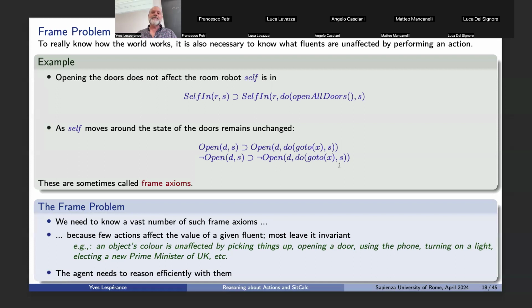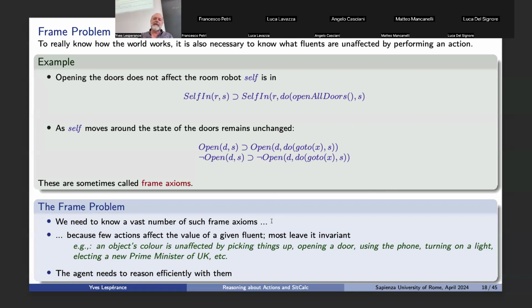The effect axiom sort of says, well, I'm in room A before, and after I go to B, I'm in room B, and I'm no longer in room A. But here you have the same thing on both sides. So you have open D in S and open D in do(A,S). You have self in S and self in do(A,S). So this says that this doesn't change. So why is this a problem?